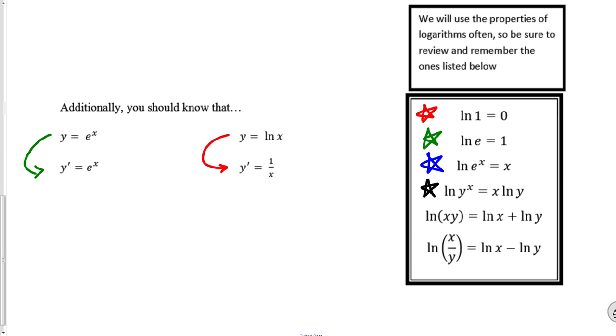Natural log of y raised to the power of x means I can bring the x down in front times the natural log of y. Natural log of x times y is the same as natural log of x plus natural log of y. And natural log of x divided by y is the natural log of x minus natural log of y. And again, put that on your list to memorize. We'll move on to the next page.